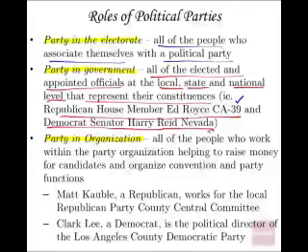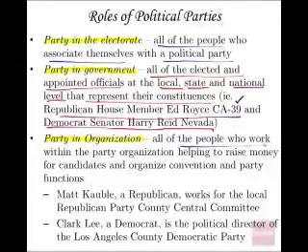Now, you can absolutely run as an independent. You can also switch parties, and that actually has been done several times. But for the most part, you're going to align yourself with one party, and you get elected based on the association to that party. And also, you have the party in organization.